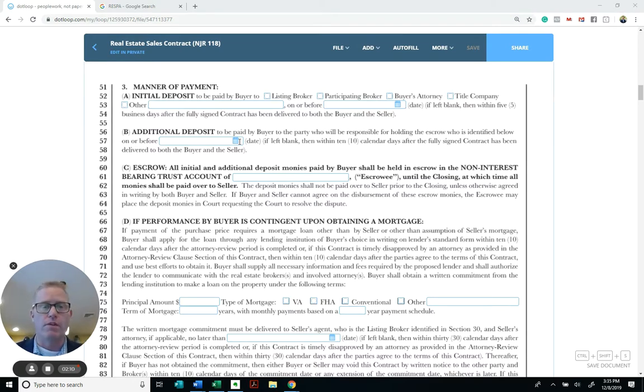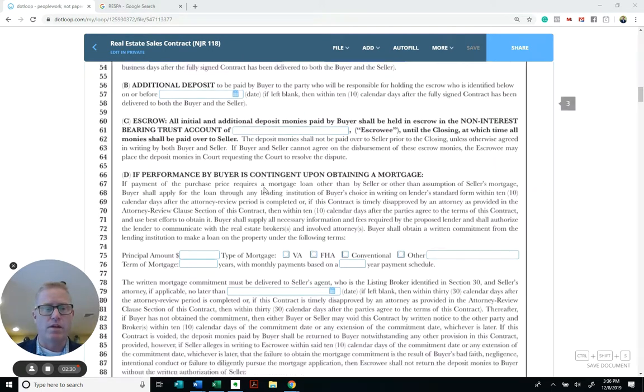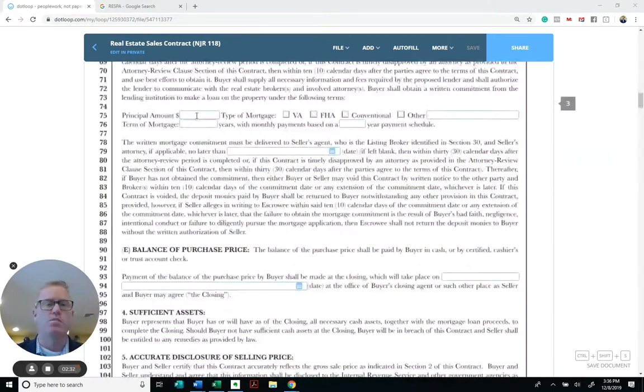You will note throughout the agreement, if a date is not entered, there is always a default date that's in there. So in this instance, if you entered no date under B, line 56, and you said, I'm going to leave it blank, it would then be a 10-day timer from the time that the contract's delivered to the buyer and seller. It will also include things like your loan type and your principal loan amount, along with duration, also filled out by your agent.